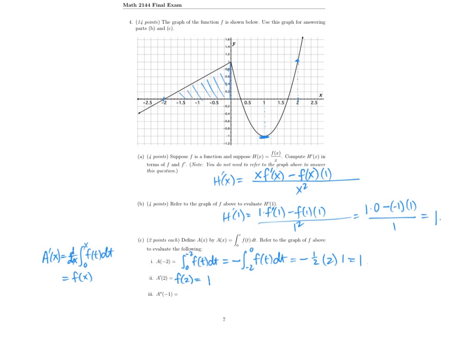And then a double prime of negative 1, that's going to be, if a prime is f, then a double prime is f prime. So this is equal to f prime of negative 1. And if I go over here to negative 1 and I look at the slope there, I can see that if I go up 0.5 and over 1, so the rise is 0.5 and the run is 1, which I could just write as 0.5 is the answer there.